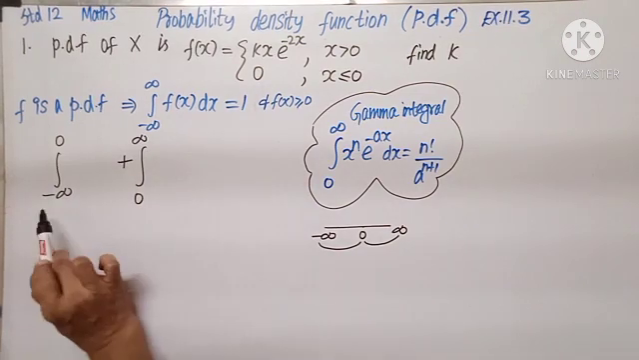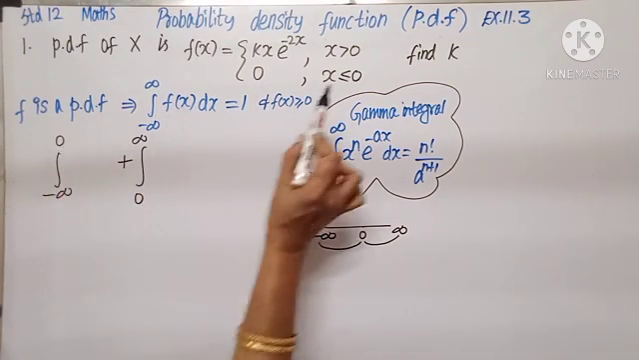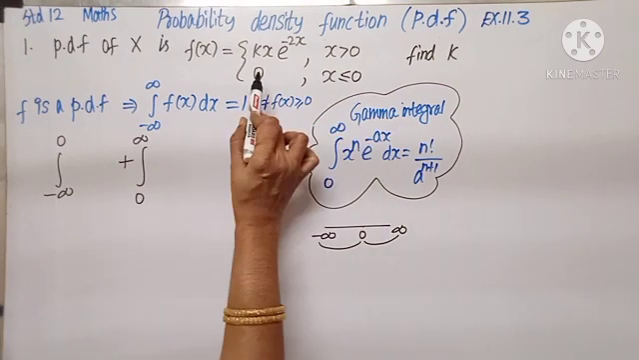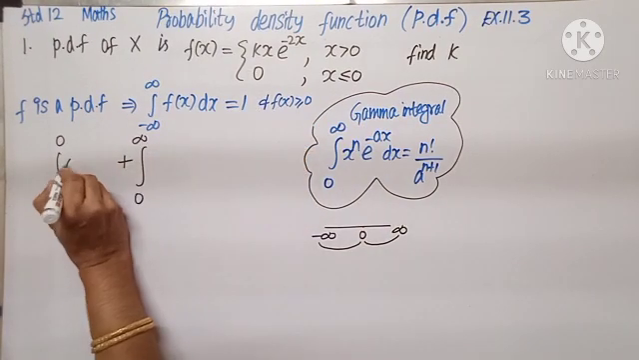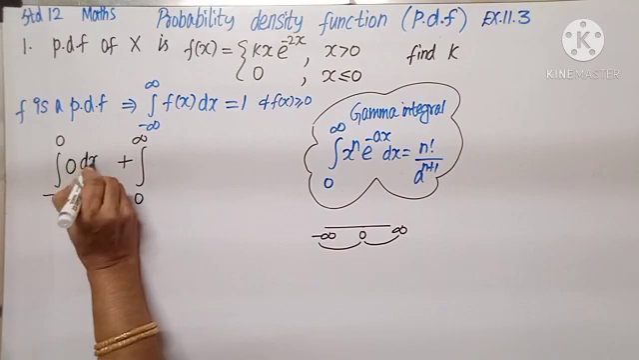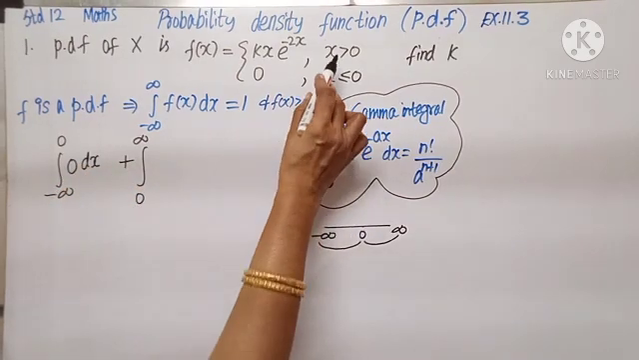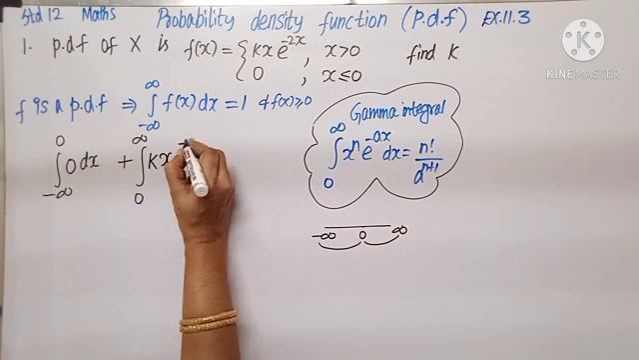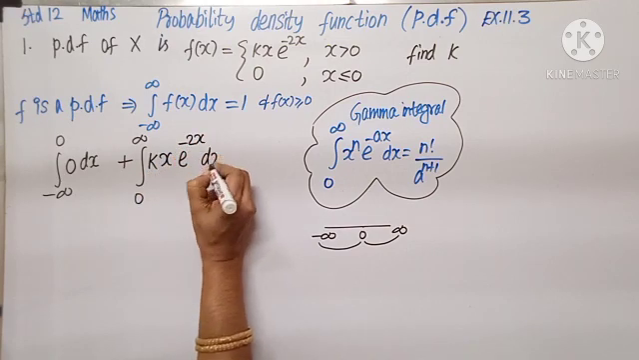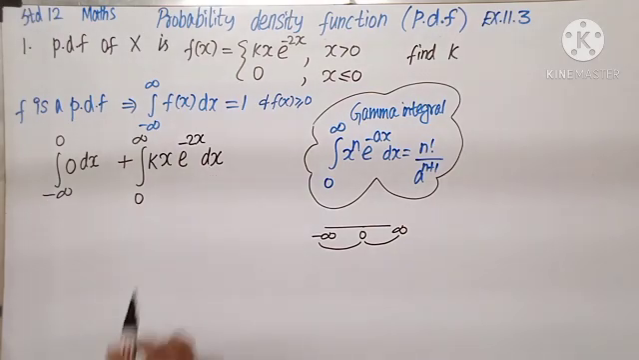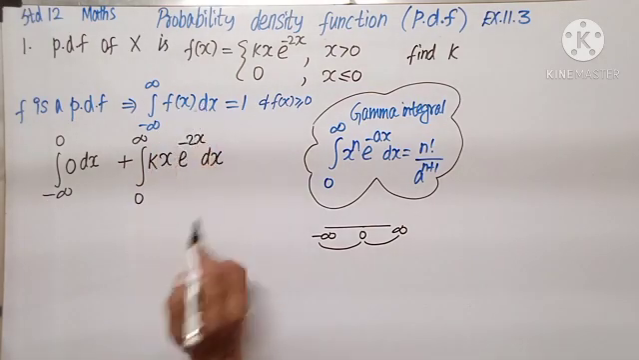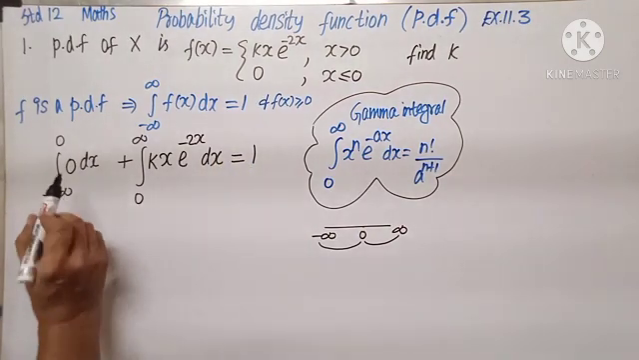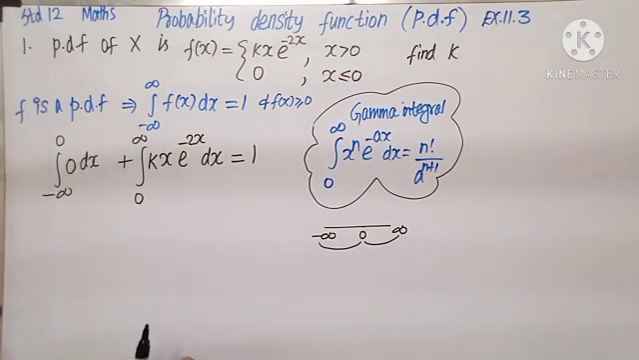Minus infinity to 0 tells me before 0, that is below 0. Below 0 the function is 0. Integrate it. Plus above 0, given k x e power minus 2x. Remember to put dx. The integral of f of x dx equals 1. This part is 0, ignore that.